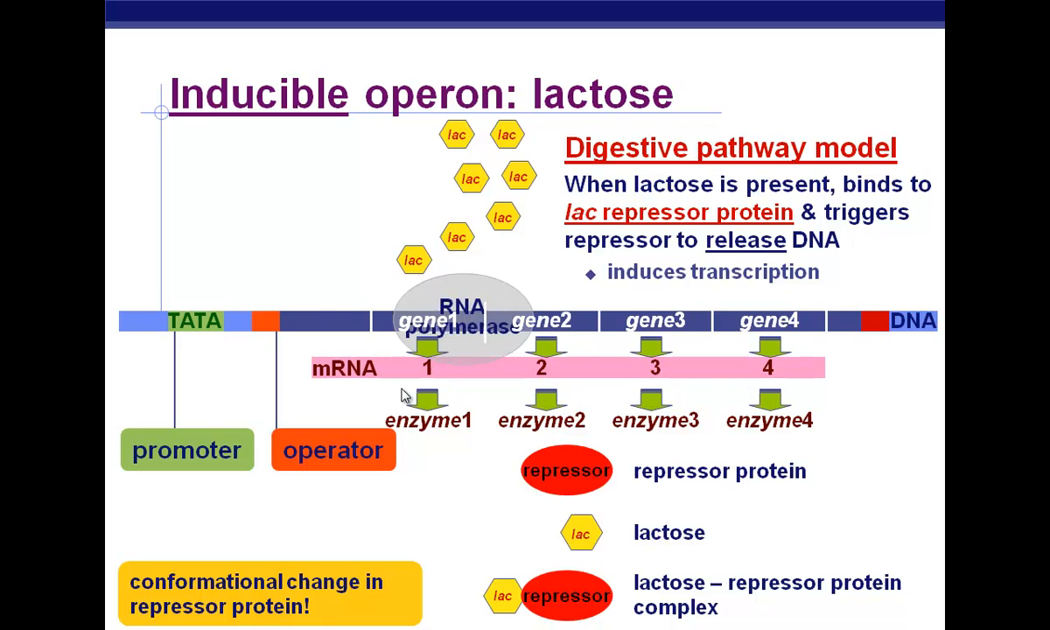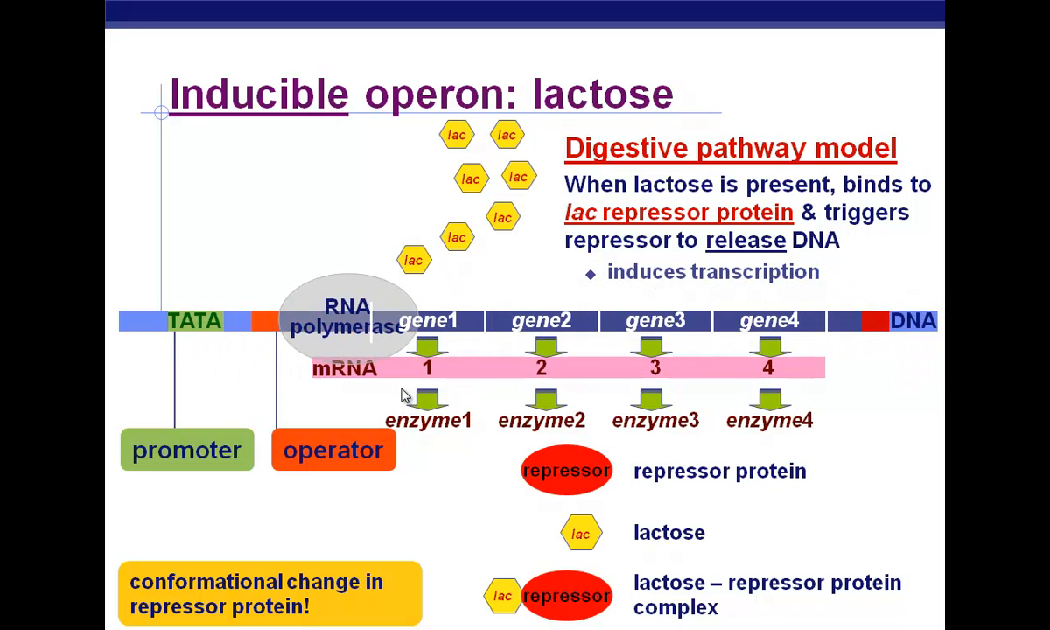and that protein will be modified, or basically cut, into 4 separate polypeptides, producing enzyme 1, enzyme 2, enzyme 3, and enzyme 4. And these enzymes' function is to actually break apart the lactose into the 2 monosaccharides that make it up so that they can be digested.